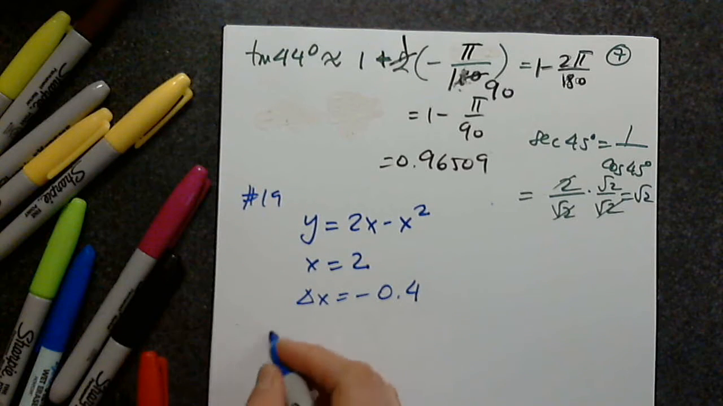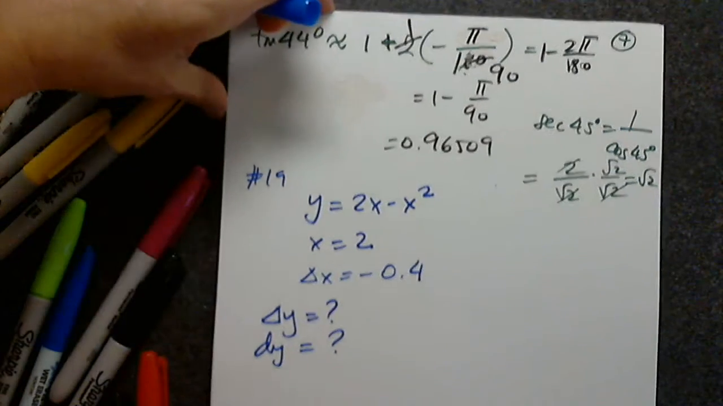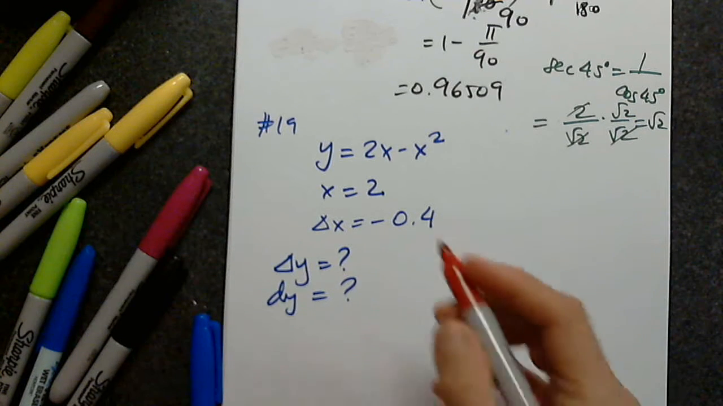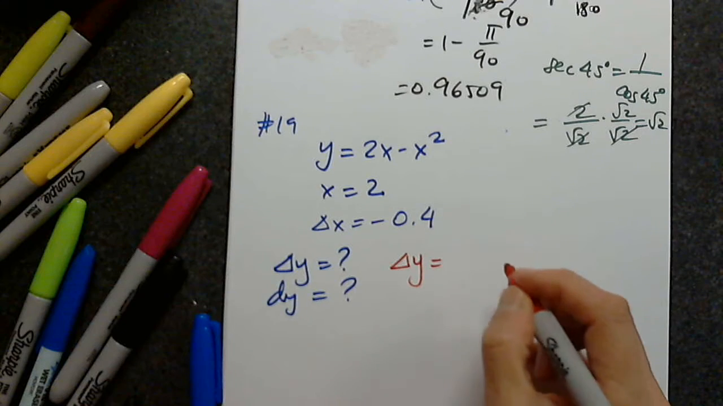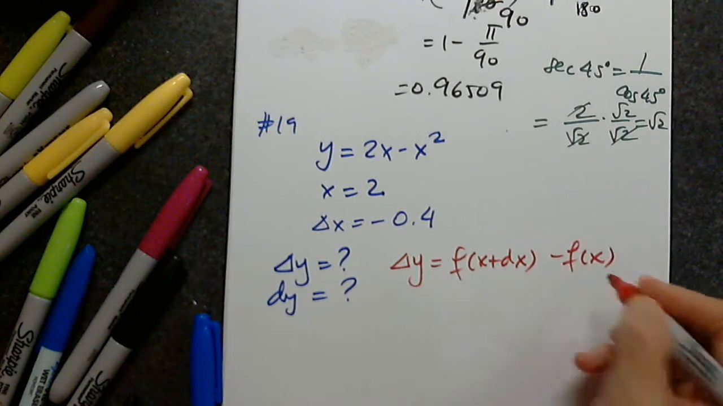Compute delta y, compute dy, for the given values of x and dx equals delta x. And then we can look at a word problem. So we know that delta y is f of x plus dx minus f of x.